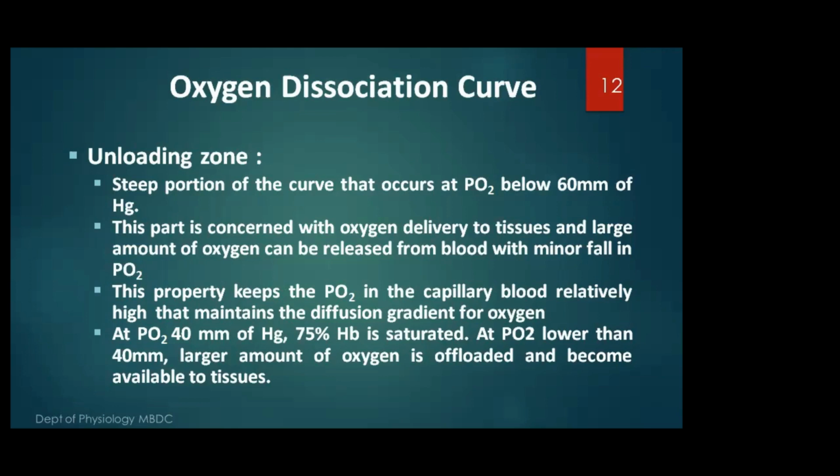This property keeps the partial pressure of oxygen in the capillary blood relatively high and maintains a diffusion gradient for oxygen. At PO2 below 40 millimeter of mercury, 75% of hemoglobin is saturated. And when the partial pressure of oxygen is lower than 40 millimeter of mercury, a larger amount of oxygen will be released and it is available to the tissues.